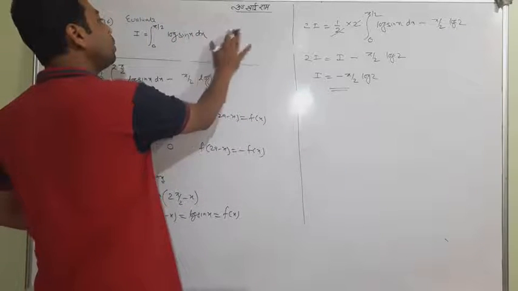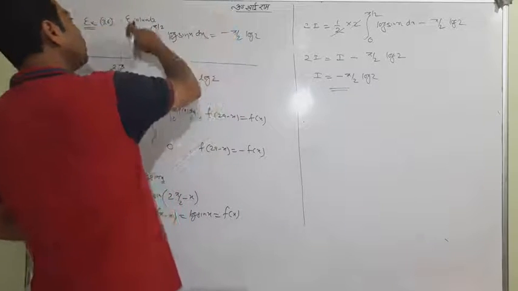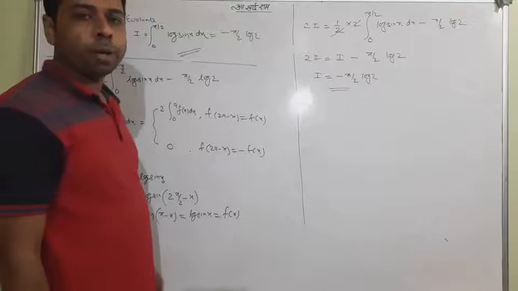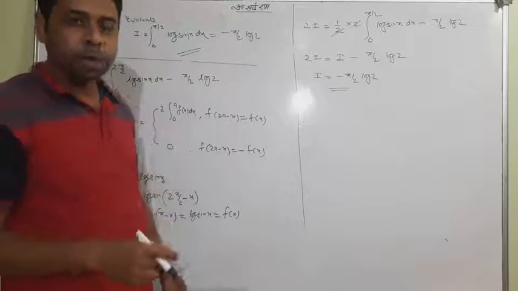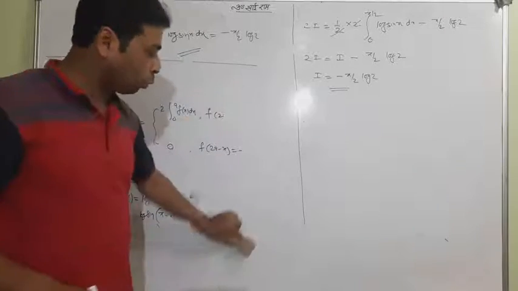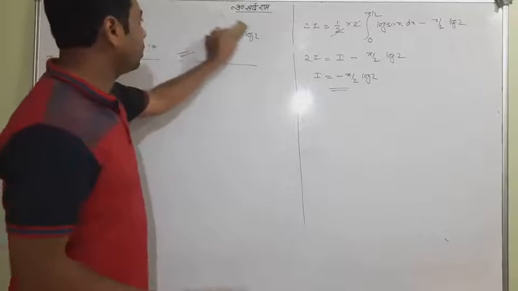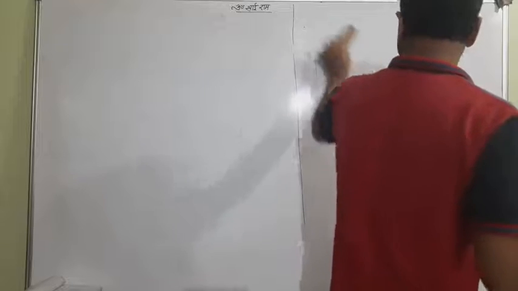Let me repeat one thing. This is minus pi by 2 log 2. Whatever is in front of you is actually one of the formulas also. Remember, 0 to pi by 2 log sin x dx equals minus pi by 2 log 2. It's one of the formulas also, and may be used in the middle of a question. So remember this question as a formula till the end. Okay, so this is a problem.